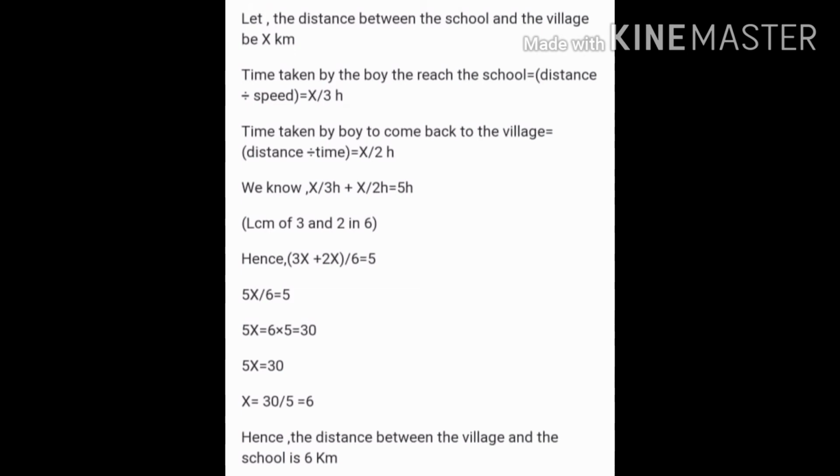hours in all. So the LCM of 3 and 2 is 6. 3x plus 2x upon 6 is equal to 5. 5x upon 6 is equal to 5. 5x is equal to 6 into 5, which is 30. 5x is equal to 30. x is equal to 6. Hence the distance between the village and the school is 6 km. Option B is the correct one.